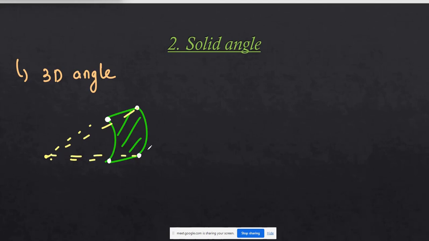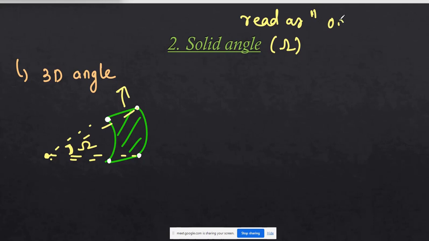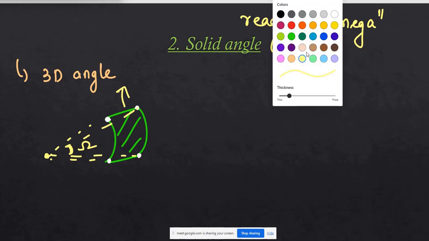Now this small part is making a certain angle at the center. This angle is omega, which is the symbol for solid angle. You must read this symbol as omega. Omega is the symbol for solid angle. Yes, ma'am. The same symbol is used for resistance, right? The resistance symbol omega is also the same. The same is the symbol for solid angle.